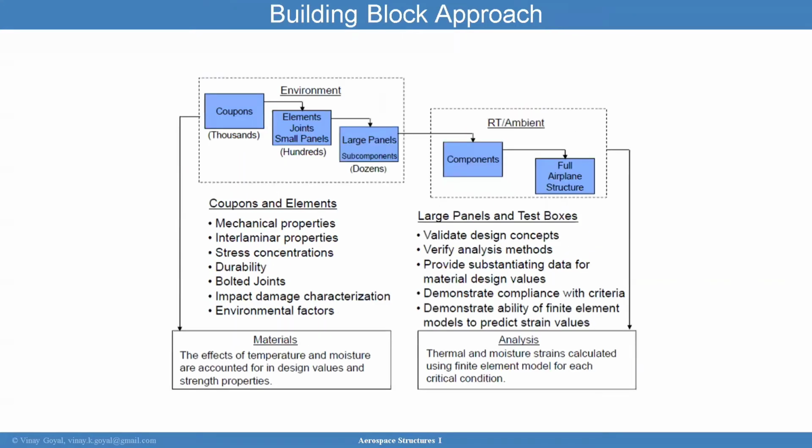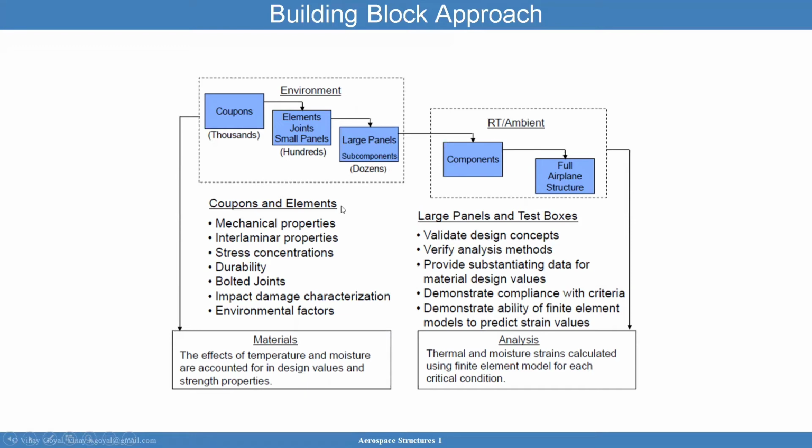So here's the building block approach from the aircraft perspective, but I'm borrowing it here because I think it's quite applicable and applies to launch vehicles as well and spacecraft. You have your coupons here, which could be in the thousands, because those are the coupons you're really testing to get the A basis and the B basis strength that you need for your design. And then you go again to the element testing, and that's more in the hundreds. And then you go to the sub element or larger panel subcomponent level test. This is in the dozens.